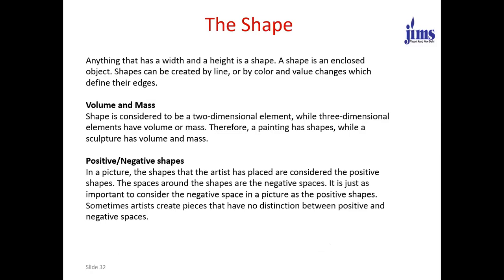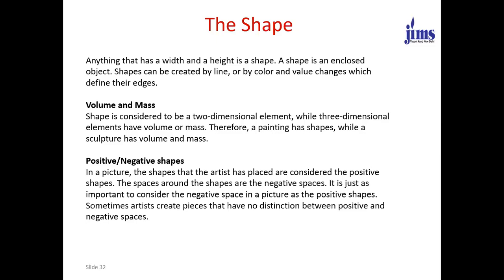Then under the shape, we're going to talk about volume and mass, because shape is considered to be a 2D element, while 3D elements have volume or mass. Just say, for example, you have sculptures which have volume and mass because they are 3D. So if they are 3D, obviously they'll have volume or mass, and 2D elements won't have volume or mass.